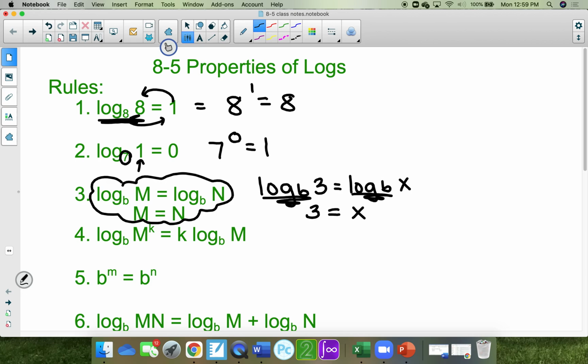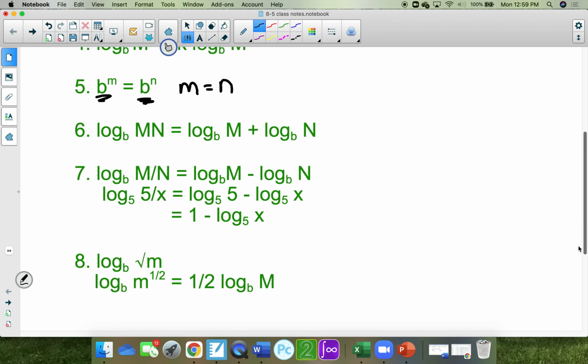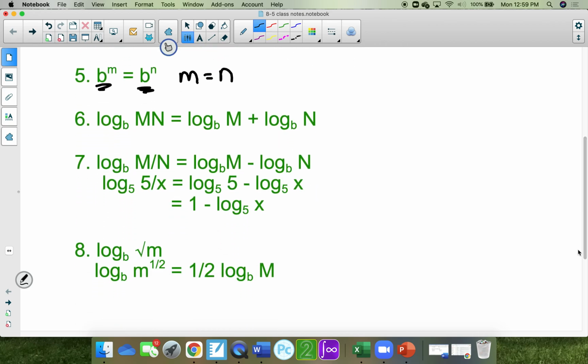The next rule says if you have an exponent, you can put it out in front of the log. If the bases are the same, you can say that m is equal to n. The next ones, if you want to split up these logs, and there's a multiplication, m times n, you can separate them using the log of base b. But if you want to separate them, you use an addition sign, but multiplying.